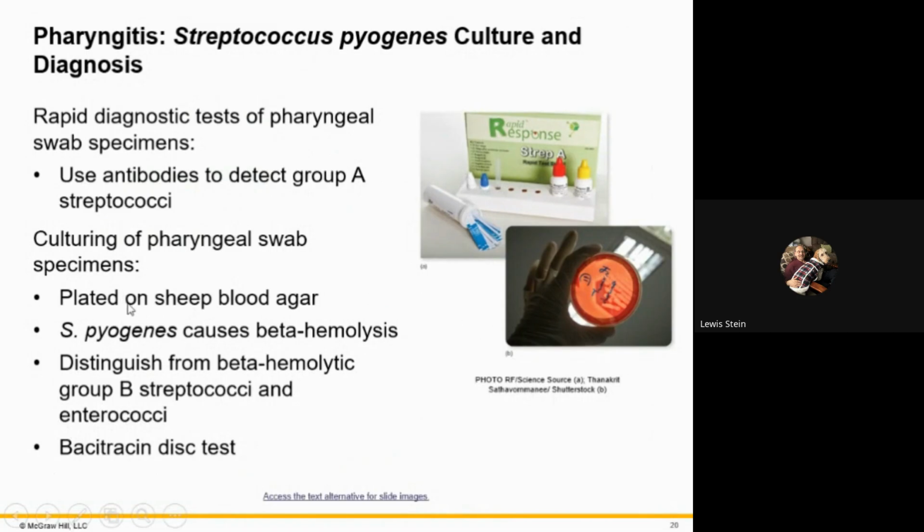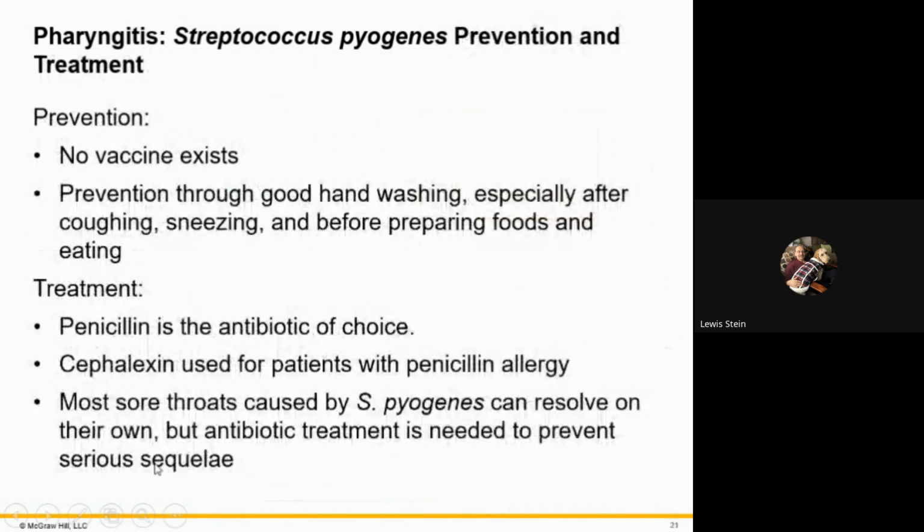We put a lot of stuff on blood agar. We look for beta hemolysis. That's there. It differentiates from group B. Enterococci don't have any hemolysis. Group A, I beg your pardon, alpha hemolytic, different. So, beta hemolytic, group B is a slightly different strain, enterococci, and we use that bacitracin disc. That's just worth remembering. No vaccine, usual things, hand washing, covering your mouth, coughing and sneezing, etc., etc.